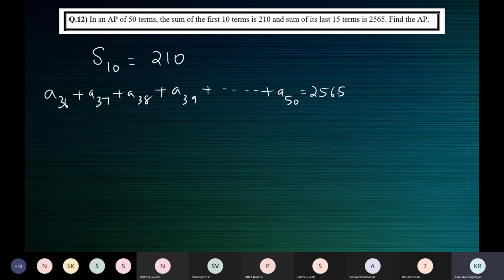The sum of its last 15 terms. So count from the 36th term. 50 minus 15 is 35, but you should not start from 35, start from 36. There are 50 terms in all. The last 15 terms will be from the 36th term: 36, 37, 38, 39, 40, there we have 5 terms, and then from 41 to 50 we have 10 terms.